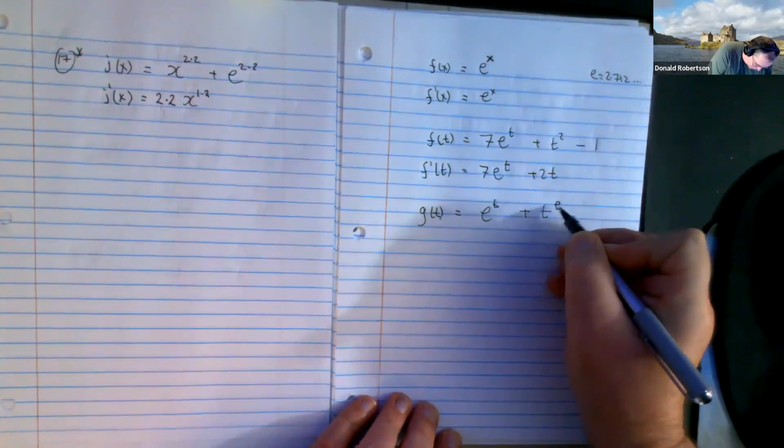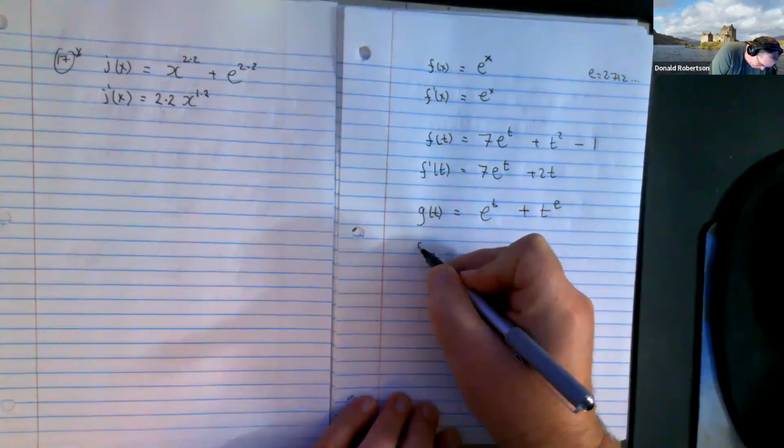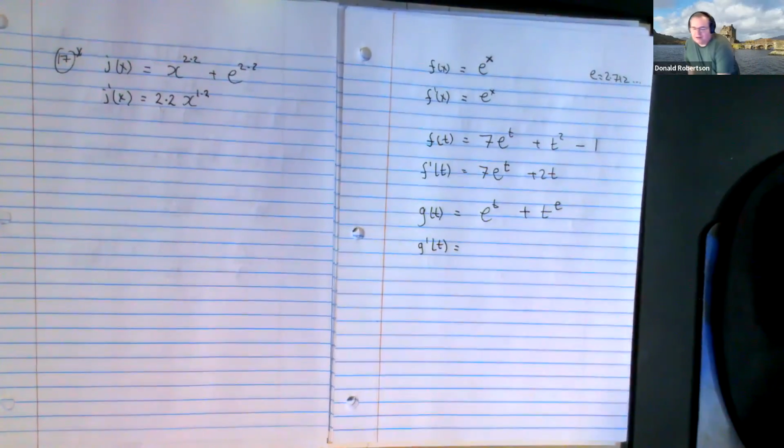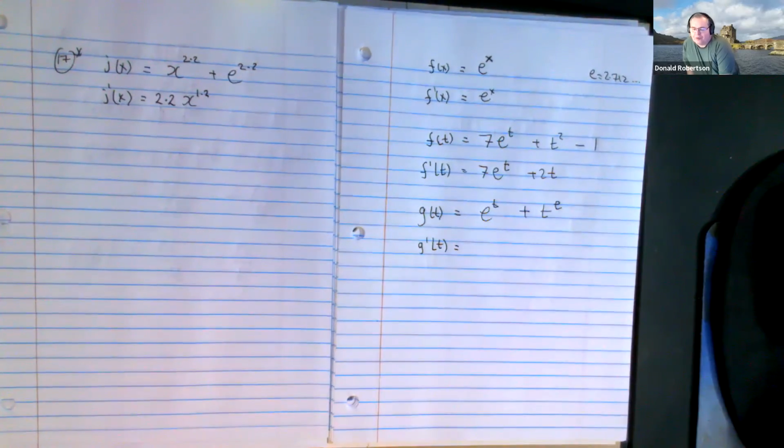For the final question of today, here is one that is weird. e to the power of t plus t to the power of e. Anybody want to tell me what the derivative of that combination is? e to the t plus t to the e.